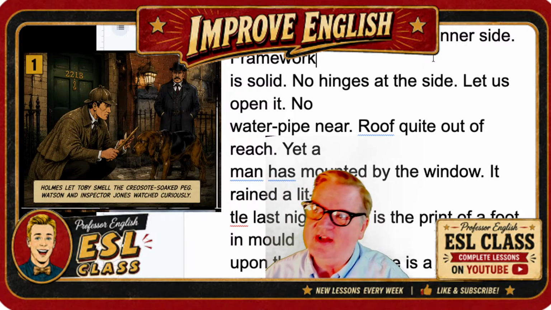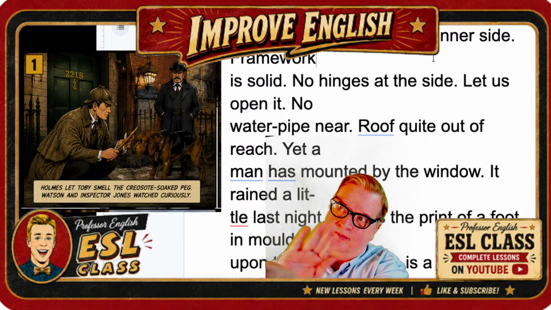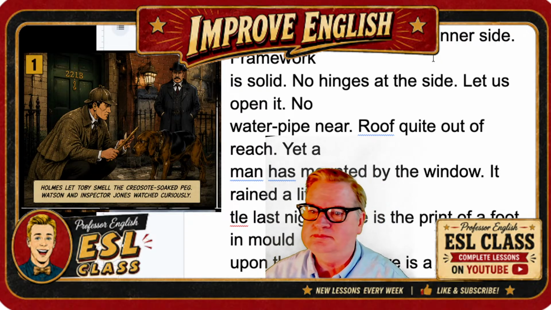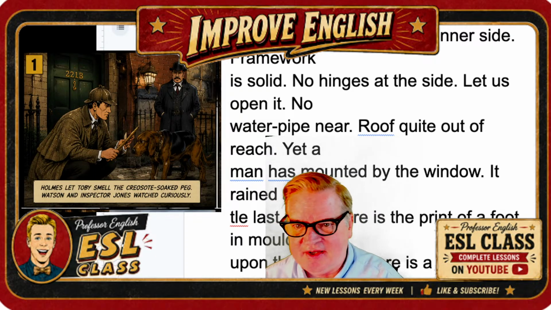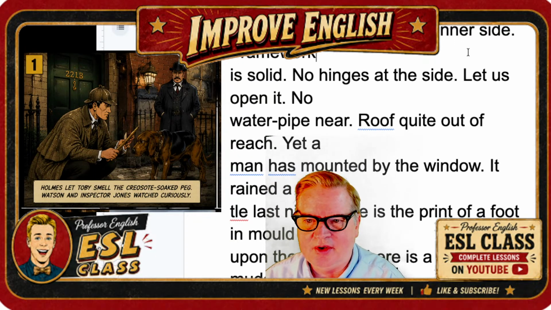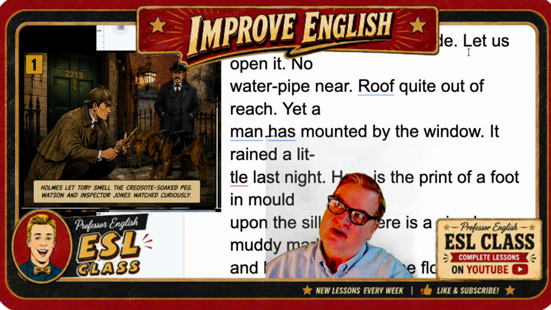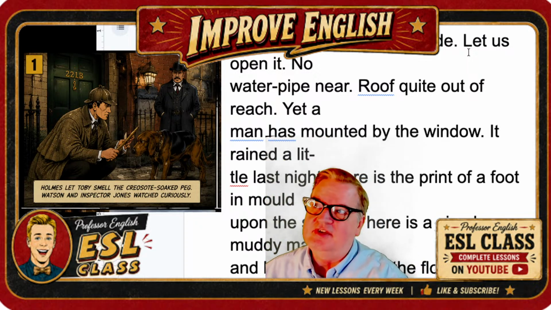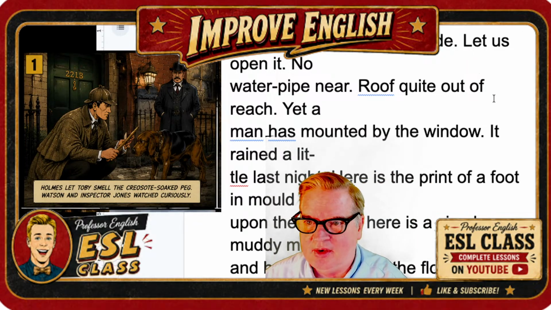"No hinges." Hinges are the things that attach a door to the wall. "No hinges at this side. Let us open it. No water pipe near." Think like a water pipe outside that somebody could climb up. He's saying, well, there's no water pipe. I don't know how they got into the room from the window. "Roof, quite out of reach."